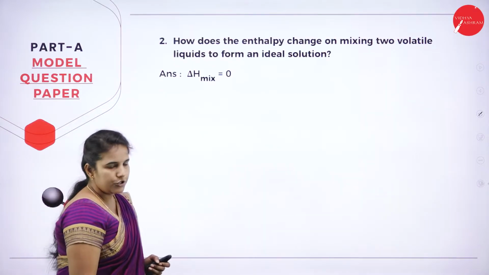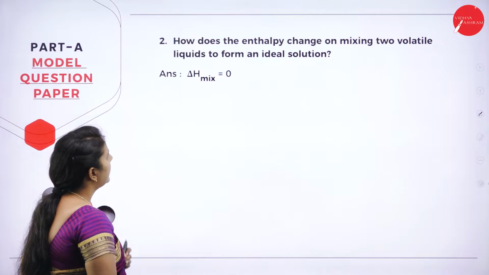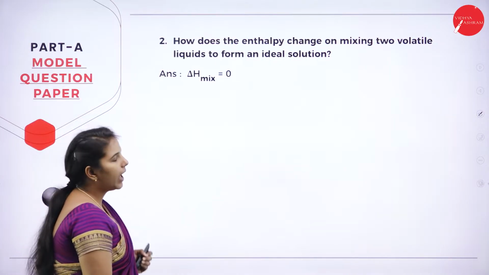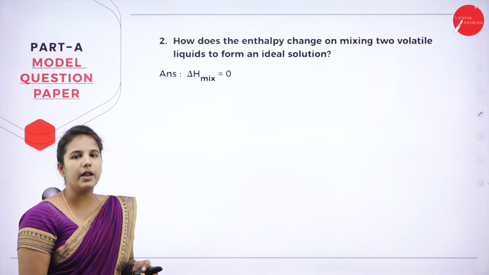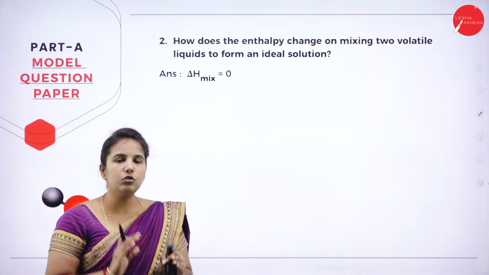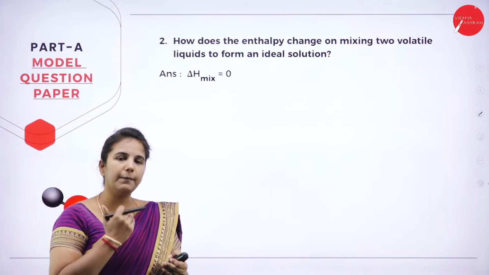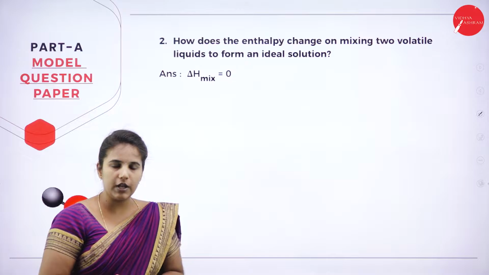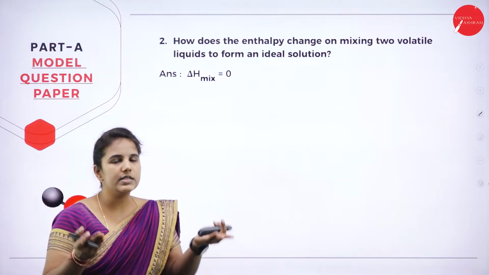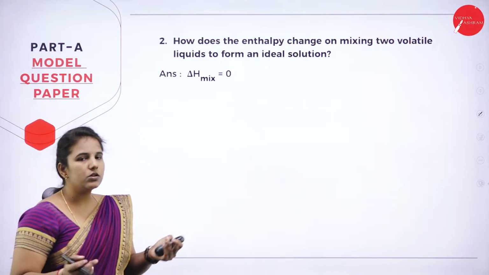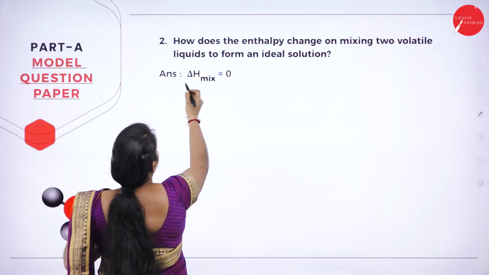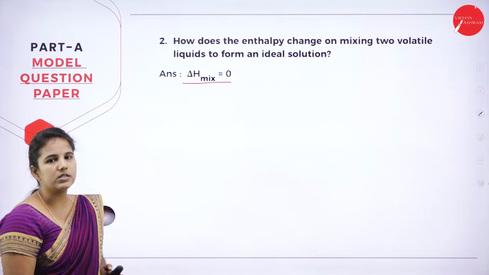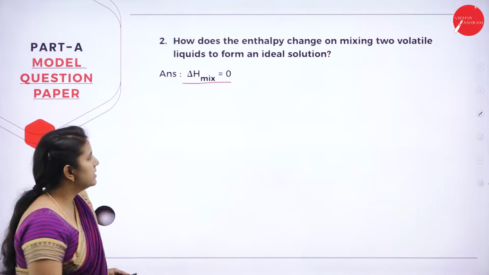Coming to the second question, how does the enthalpy change on mixing two volatile liquids to form an ideal solution? What will happen to the enthalpy change? We know that volatile liquids can easily evaporate when mixed, so what will happen to the change in enthalpy? The change in enthalpy will become 0, even if you mix the two volatile liquids.